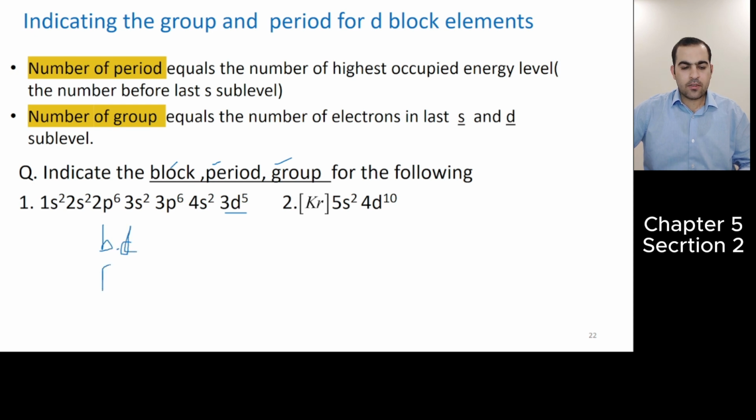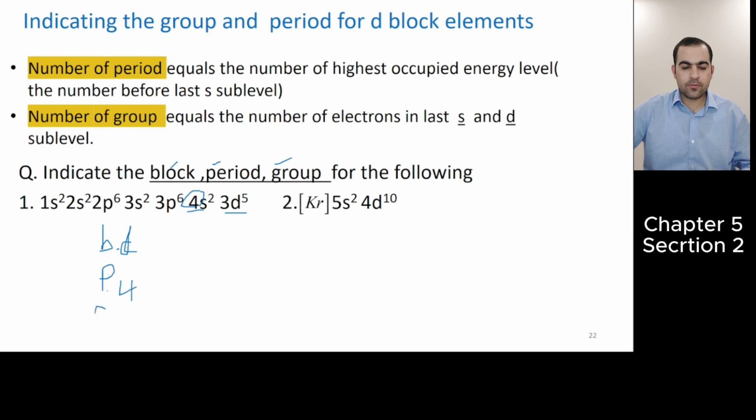And period. For period, look at the highest occupied energy level. Here, how many shells do we have? There are 4 shells. So the 4th one is the highest occupied energy level, and the period equals the highest occupied energy level. Or you can look at the number before the last S. It always works. Period 4.